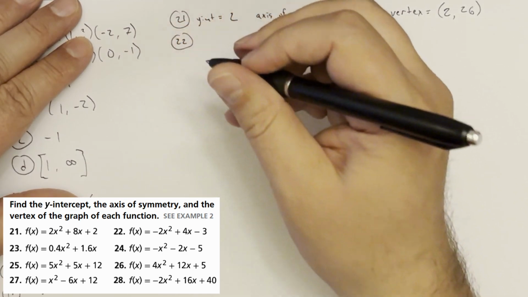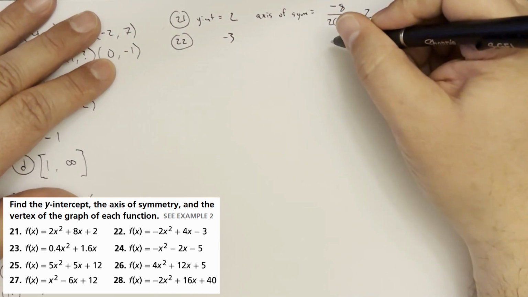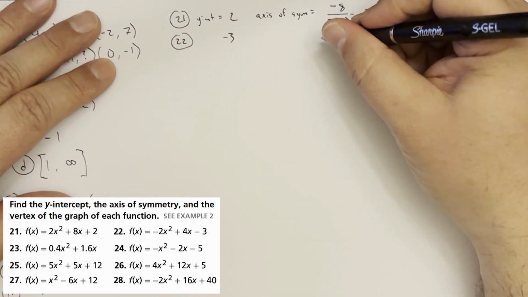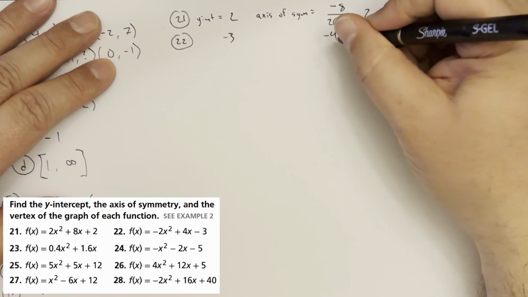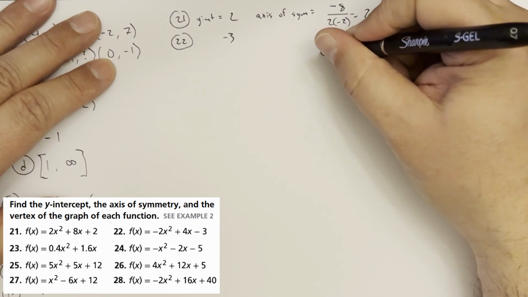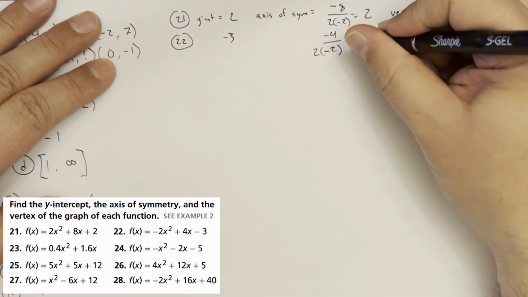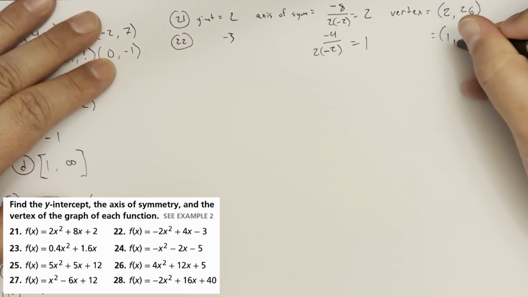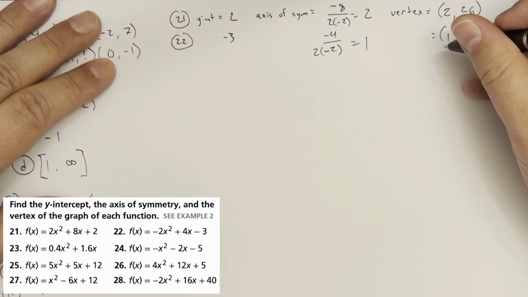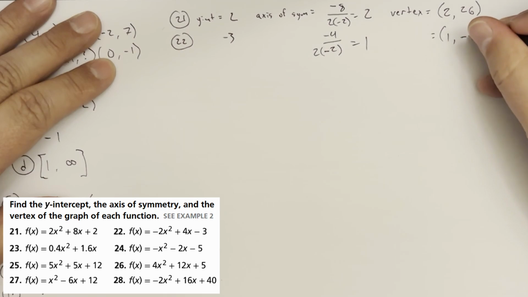All right. The y-intercept is -3, and the axis of symmetry this time is -4. So negative b is -4 over 2 times -2. And that's -4. So the axis of symmetry is x equals 1. That's our x value for the vertex, and then we plug 1 in the equation, and we have -2 times x squared is -2, 4 times x is 4, and -3. So -2 and -3 is -5 plus 4 is -1.